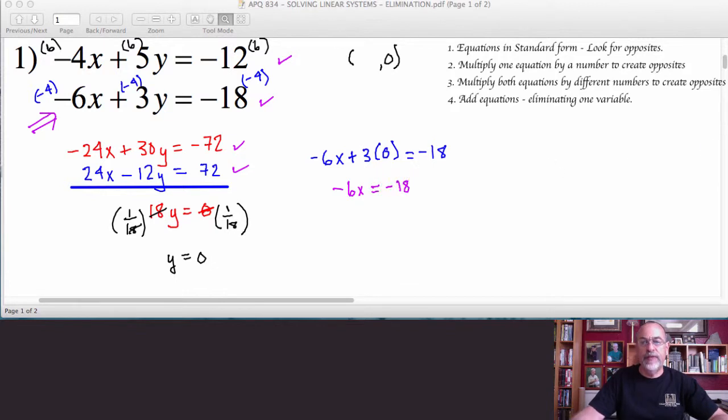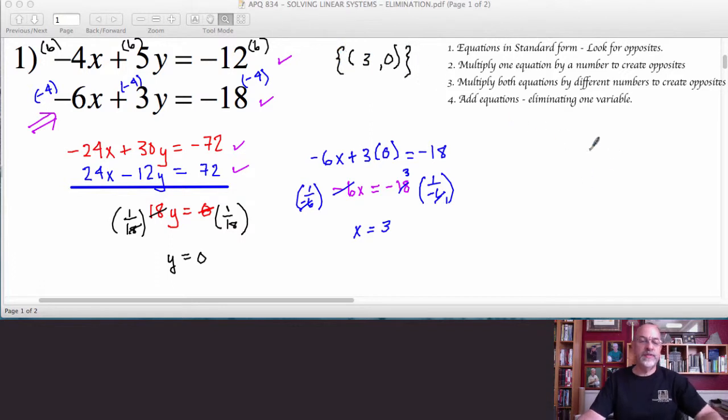So simplifying my equation, I have negative 6x, 3 times 0 is 0, and then I have negative 18. And then I'm going to go ahead and divide by negative 6, which is the same as multiplying by the reciprocal. So that's going to be 1 over negative 6. So the negative 6 is reduced to 1, leaving me 1 times x, which is x. And then 6 goes into both 6 and 18, and I have a negative over negative meaning positive, so I end up with an x value of 3. So the ordered pair (3, 0) is the solution to my system.